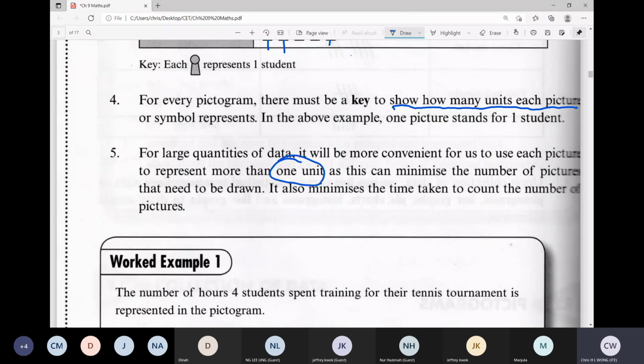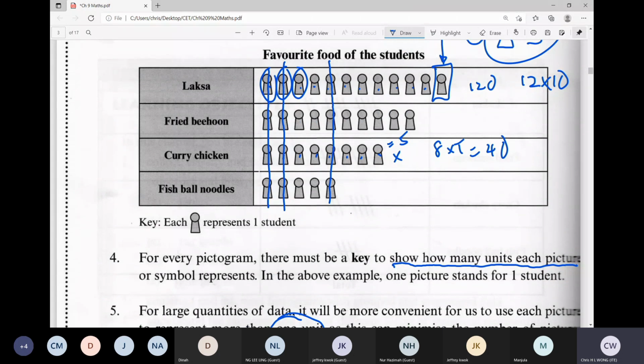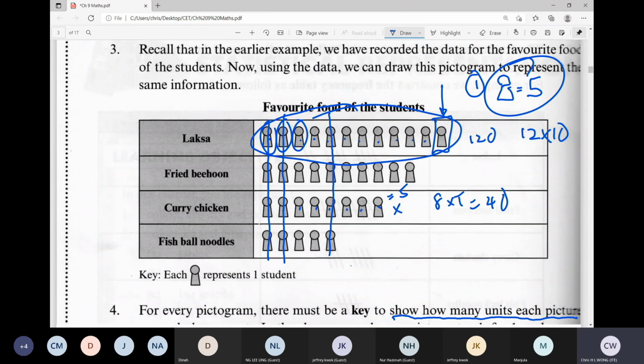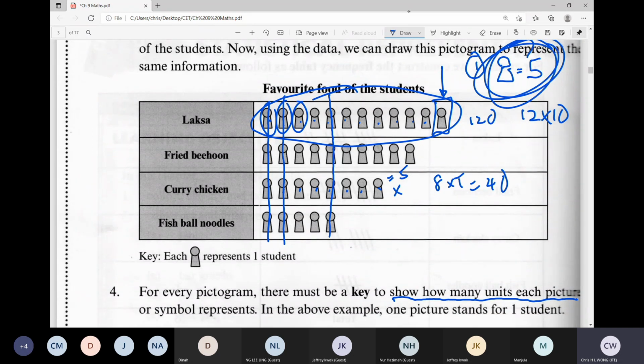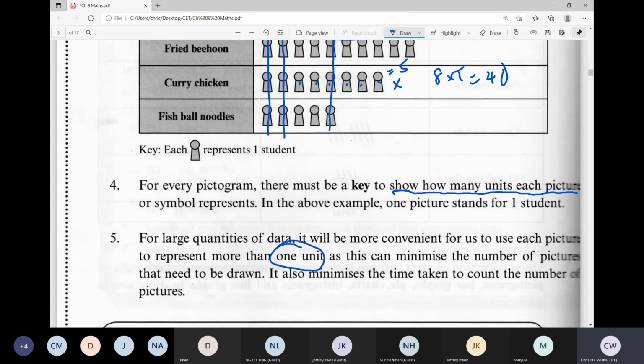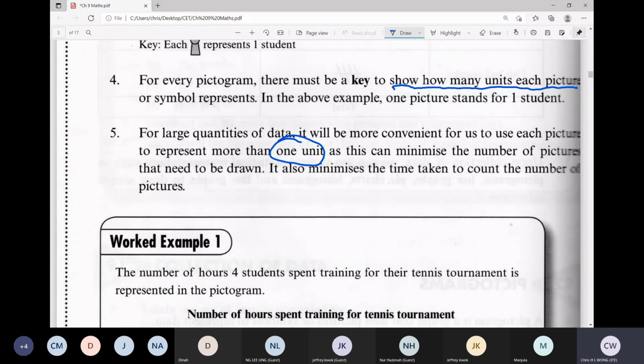That's why I was mentioning just now. When you get too many, it's very difficult to draw symbols. Can you imagine? I need to draw 120 symbols, if one represents one. Not possible, right? So I take one symbol to represent 10, then you know that if you have 12, you times 12, then you have 120. So it depends on the representation that I will tell you. In the exam they will tell you all these things, so you must look out for it.